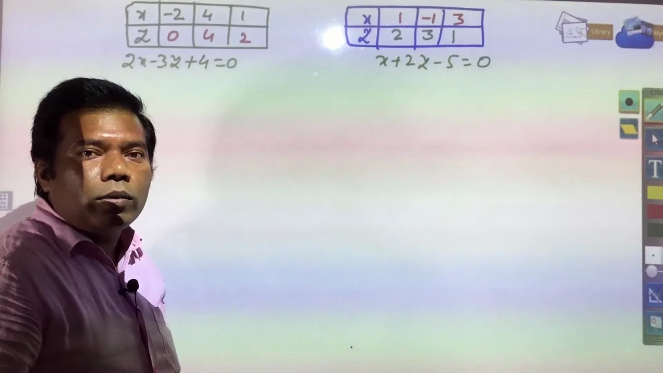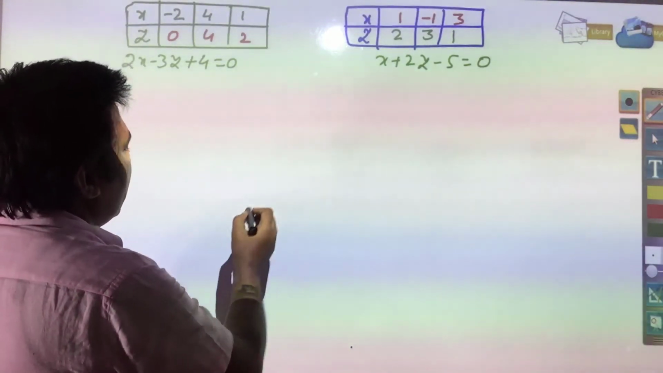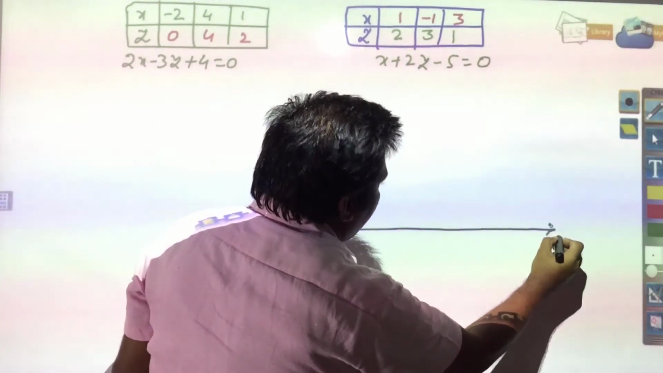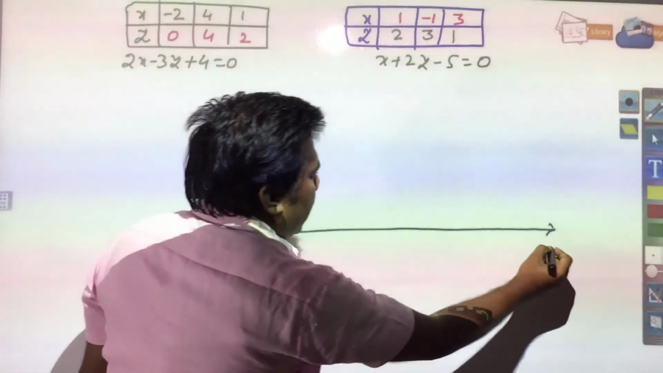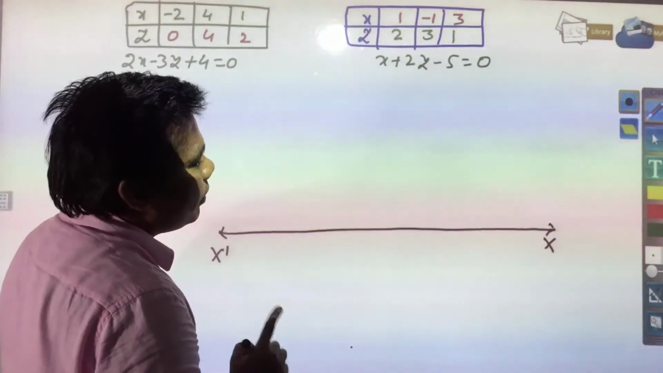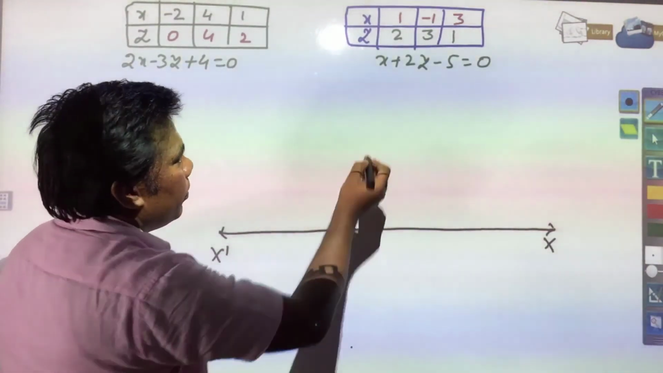Never try to solve this question roughly. Here you see, suppose this is your x axis, x dash. Again and again I am repeating, graph sheet is required to solve this question.